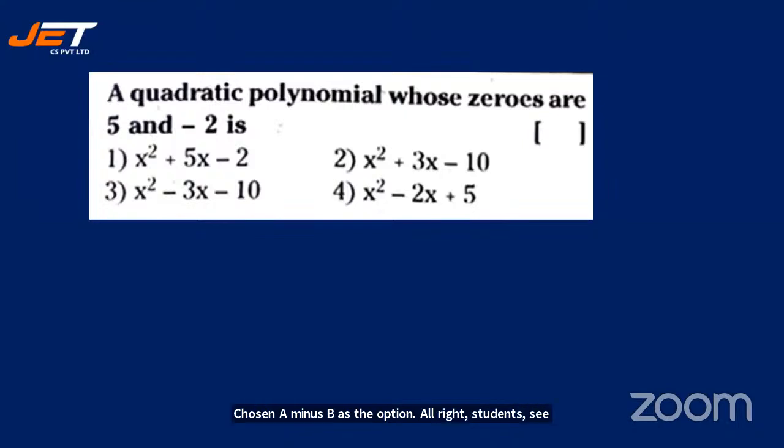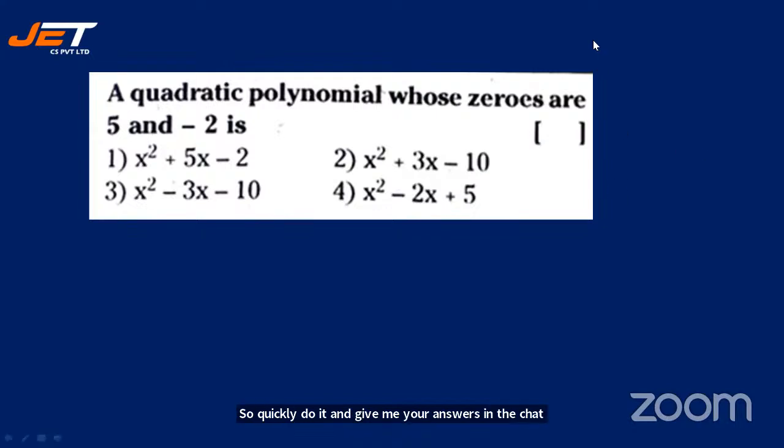A quadratic polynomial whose zeros are 5 and minus 2 is dash. If the zeros are 5, it is x minus 5. And if it is minus 2, it is x minus of minus 2, which is x plus 2. So just multiply to get the quadratic polynomial. I'm giving you 30 seconds because multiplication takes time.